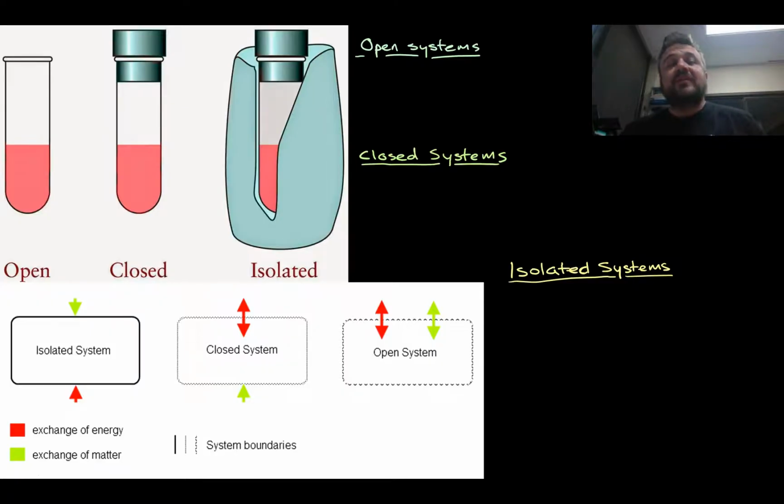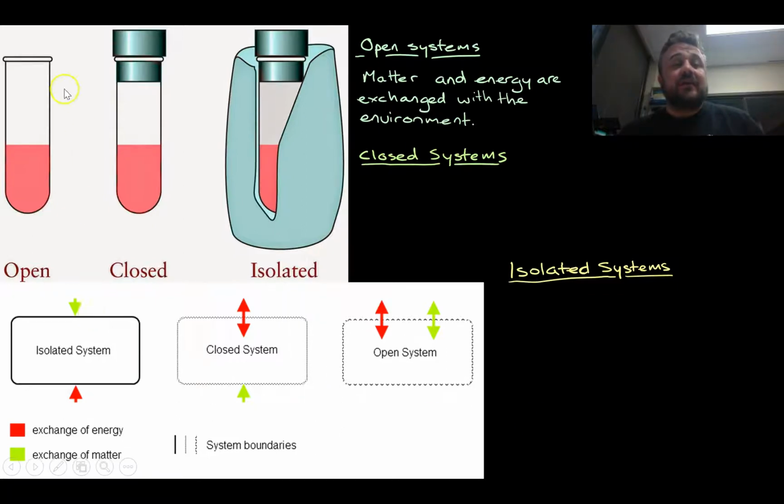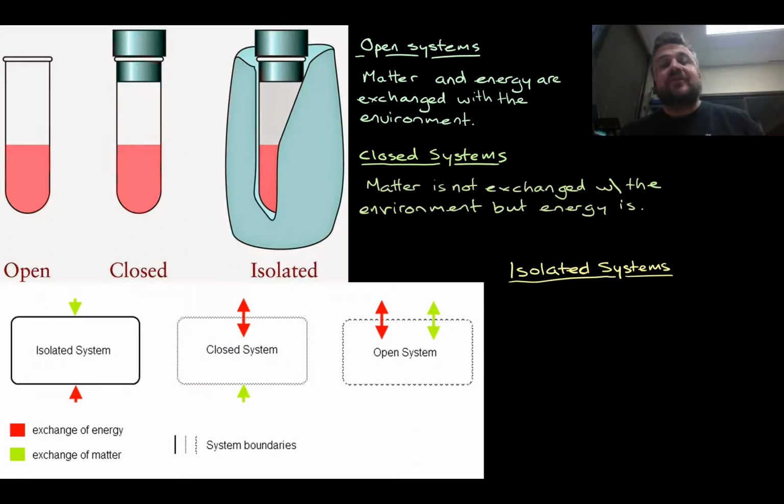So what is an open system? An open system, as we said, is one where matter and energy are exchanged with the environment. And over here, we have our test tube. And that's an open system because matter can just fall in or leave if we heat it up too much and so forth.